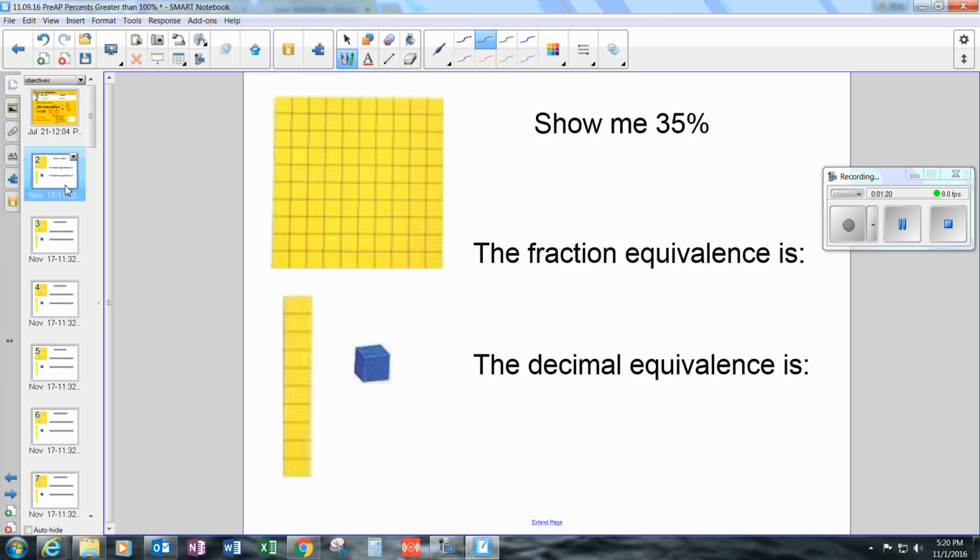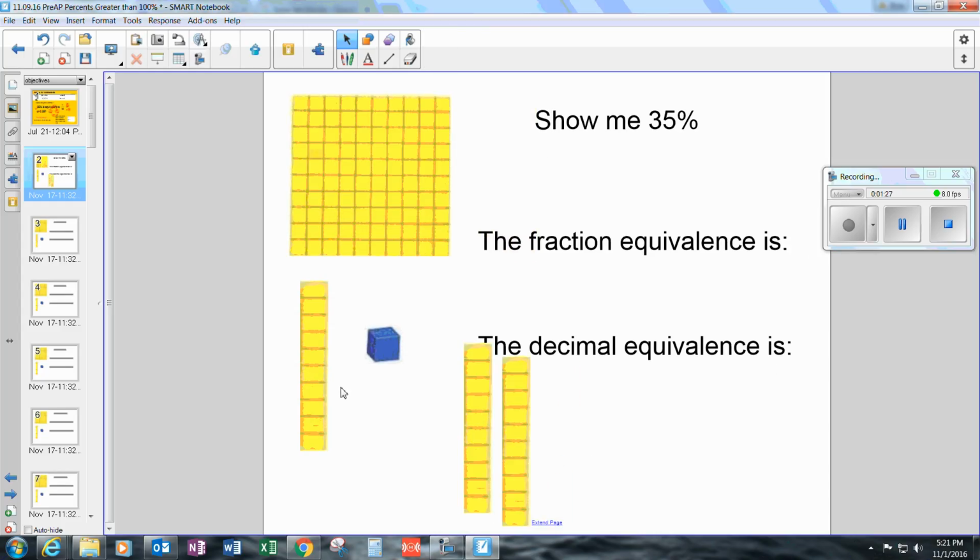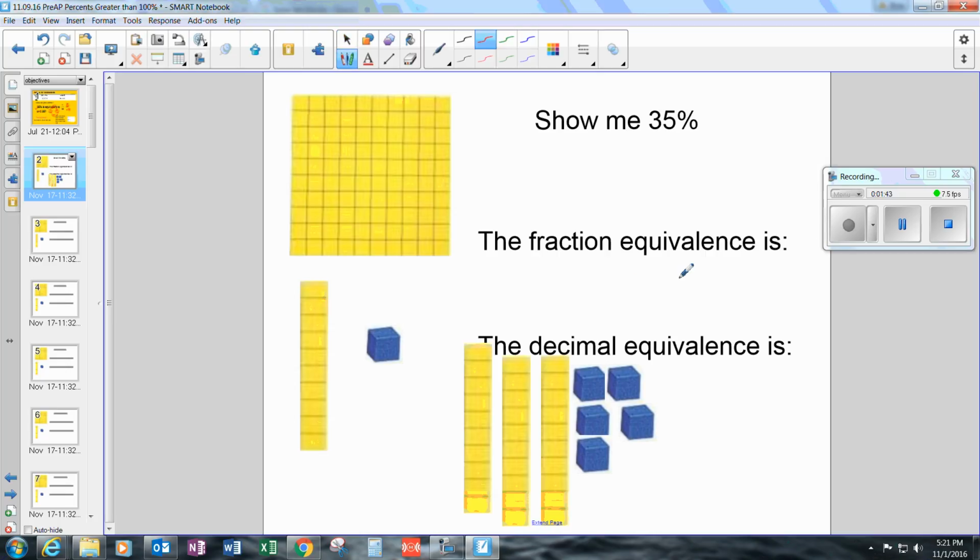So in this one, it says, show me what 35% looks like. 10, 20, 30, 31, 32, 33, 34, and 35. Show me 35%. So this is what it looks like. What is the fraction equivalency of it? It is 35 hundredths. And how would you write this as a decimal? 35 hundredths.